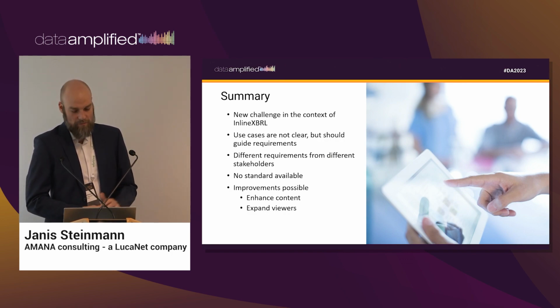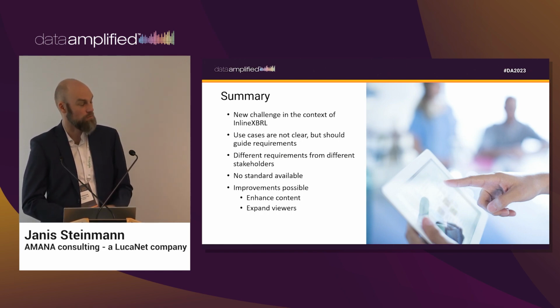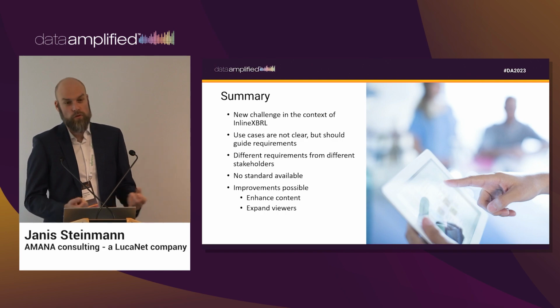And we, as software providers and as regulators, can help them to minimize the work they need to do. Again, there's currently, sadly, no standard available, but as I said, improvements are possible. We can do it both on the content side and on the viewer side, to make this more accessible and usable for everyone, even though we don't know how this should be used in the future.